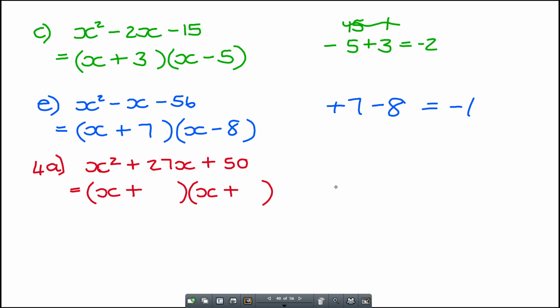Right, number 4. I've got to use factors of 50. Okay, first things first, because that was a plus, I knew my brackets would be plus plus or minus minus. How do I decide between the two? I go look at this sign. Because that was a positive, I know it would be x plus something and x plus something.